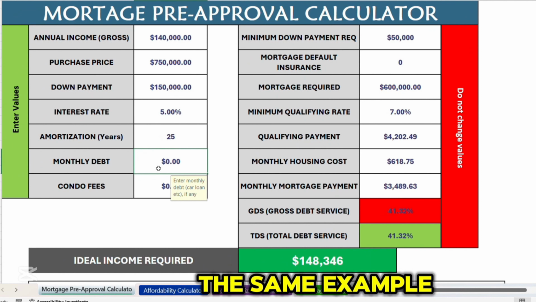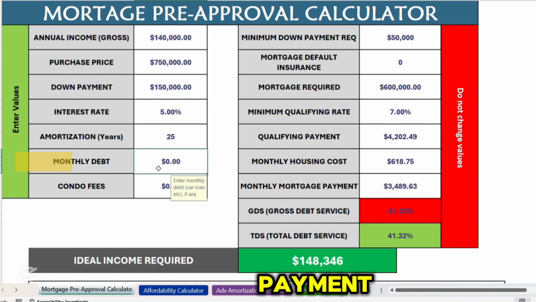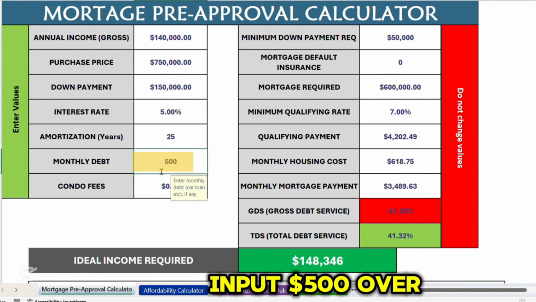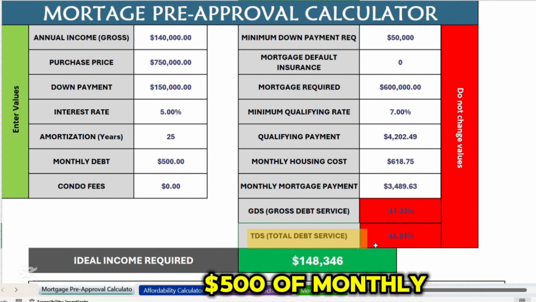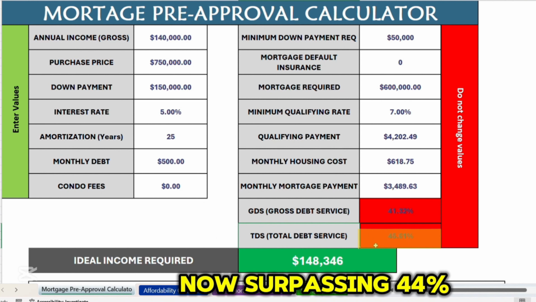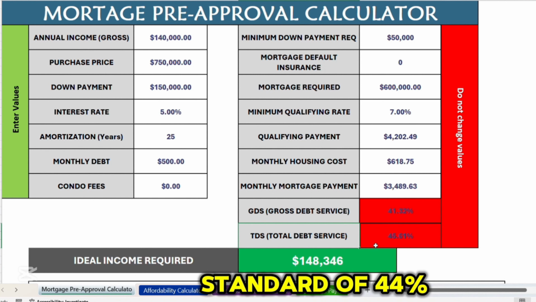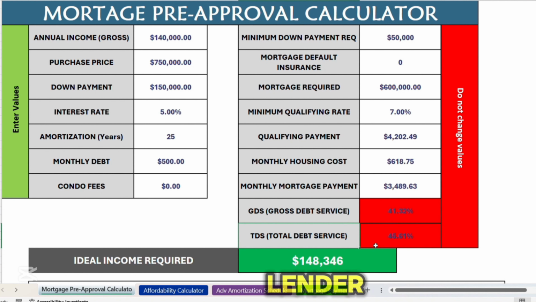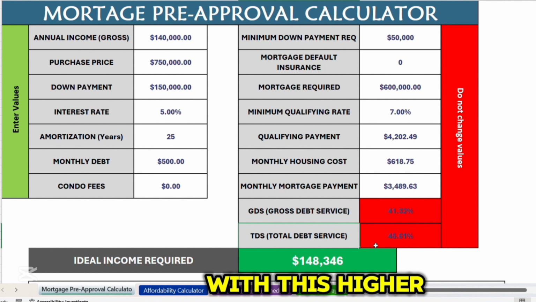Now we take the same example as previous, that we are having a $500 of car loan payment. So I'll just input $500 over here. Just have a look at the TDS. Now with this $500 of monthly car loan payment, the TDS is now surpassing 44%. In this case, it is coming out to be 45.61%, which is going above the mortgage standard of 44%. And even the lender might not be comfortable to approve $600,000 of mortgage with this higher TDS.